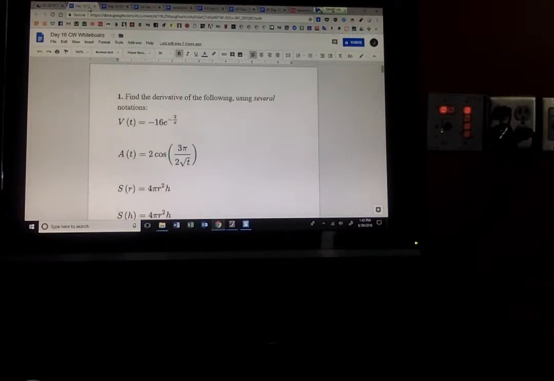Now let's do today's lesson. Today's lesson is on weird derivatives. There's a typo here. So the first one is actually v of t equals -16 e to the power -2t. Is that clear? The letter is t.